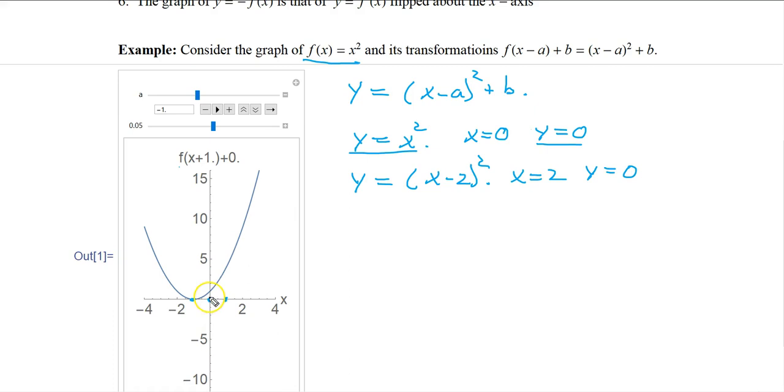So the point 0, 0, which was when our graph was right here, so right here was the vertex 0, 0, that actually got moved over to here, where x is now 2. So replacing the x with an x minus 2 shifted it to the right by 2 units. And you can see that from the graph here.